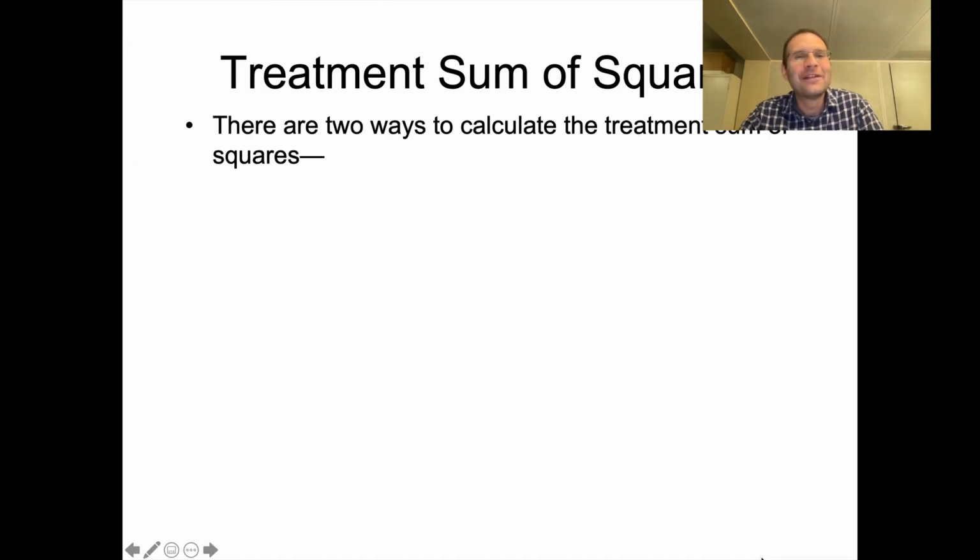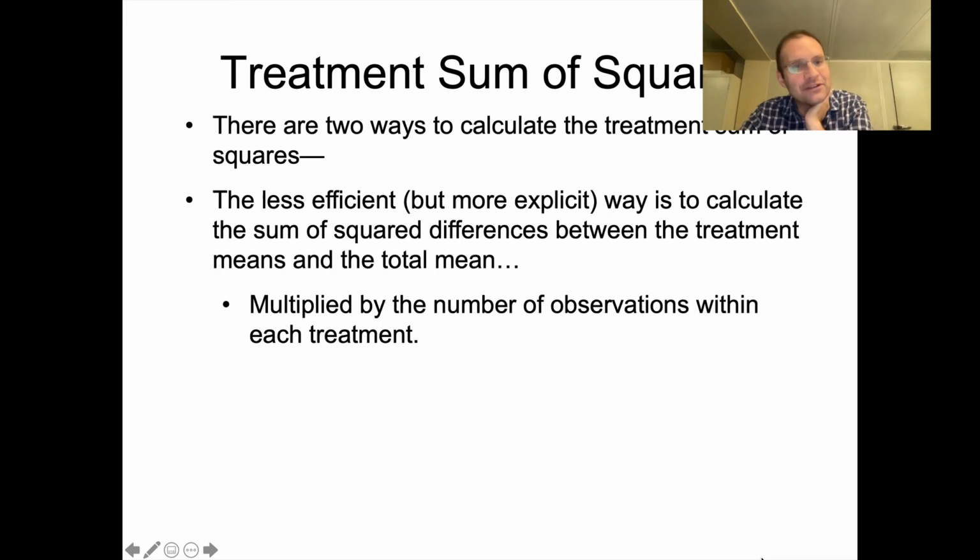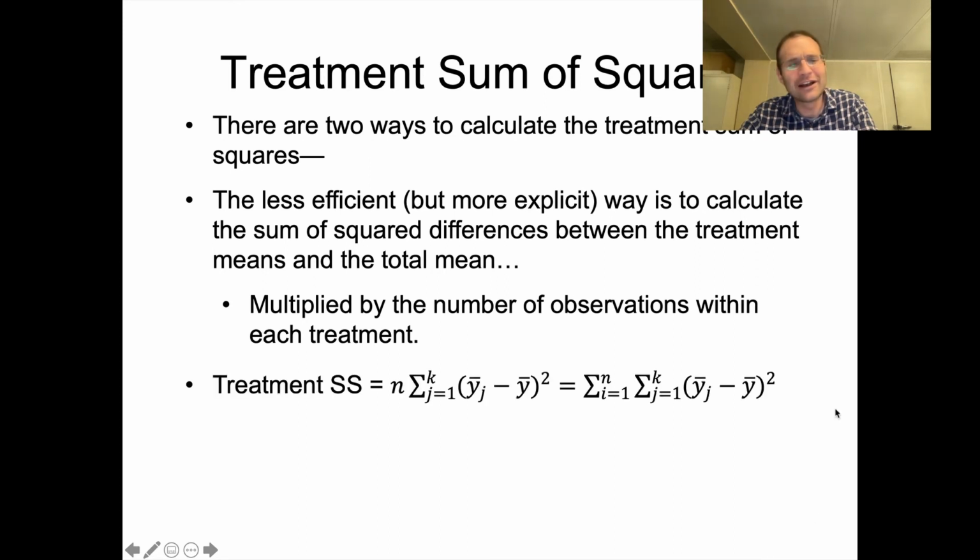Okay, so there are 2 ways to calculate what is called the treatment sum of squares. And as usual, I'm going to do it the hard way first and then show it to you the easy way at the end. But the less efficient but more explicit way is to calculate the sum of square differences between the treatment means and the total mean, multiplied by the number of observations within each treatment. So this is another wordy way to express this. Here's perhaps a frightening way to express this, but I'll try to walk you through it so that this makes a little more sense.